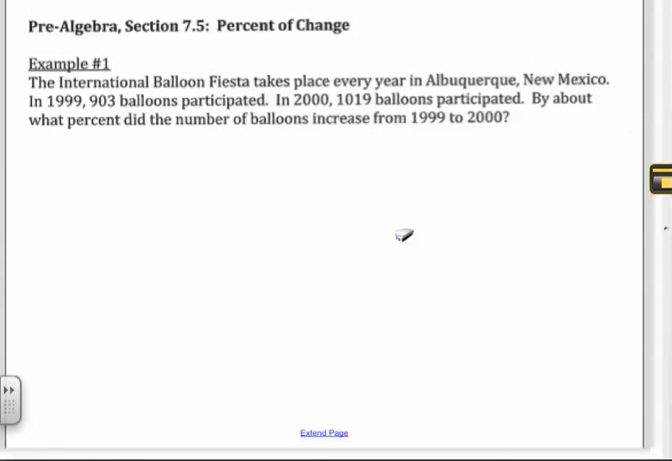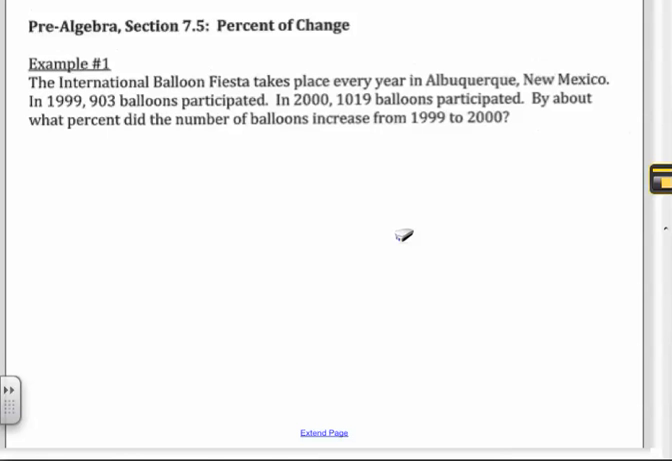All right. And it says in 1999, 903 balloons participated. In 2000, 1,019 balloons participated. By about what percent? So we're going to round to the nearest whole percent. By about what percent did the number of balloons increase from 1999 to 2000?